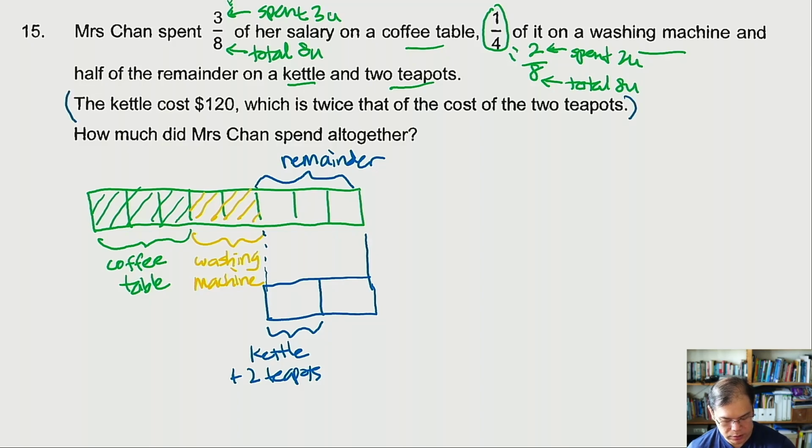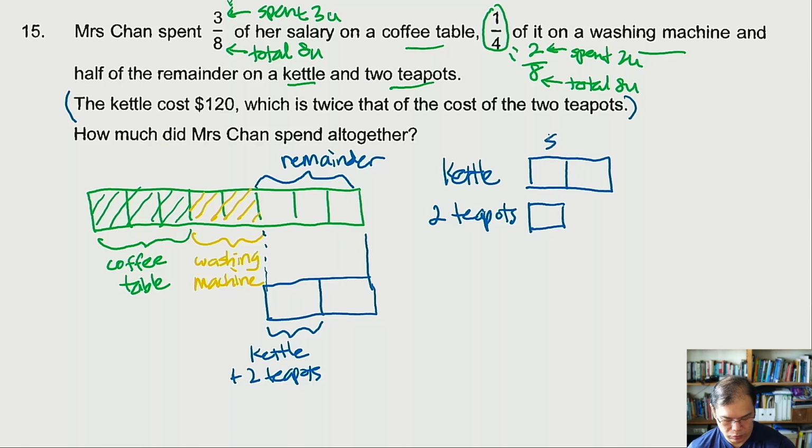So if you look at this statement here, it is again a comparison that was made between the kettle and the 2 teapots. Okay, so I'll draw a separate comparison model between the kettle and the 2 teapots. So it costs twice. And the kettle costs $120. Okay.